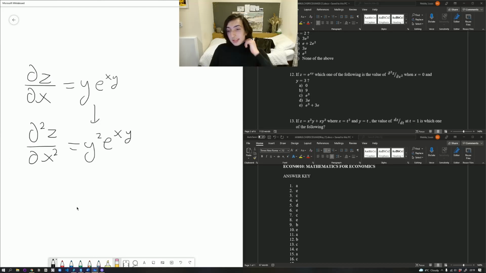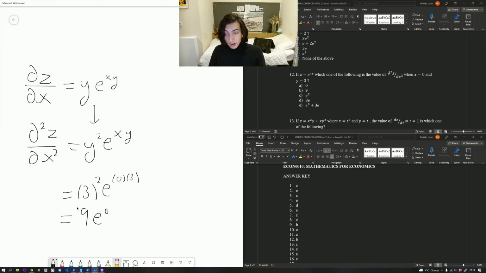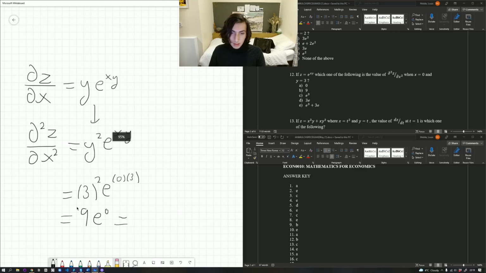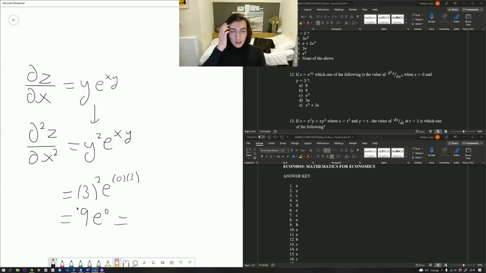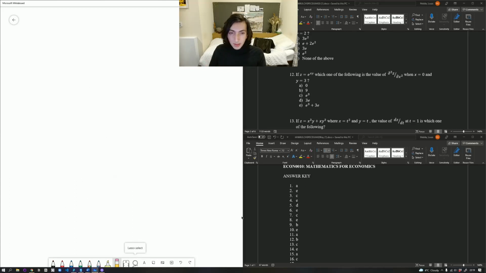Now, when x is equal to 0 and y is equal to 3, we sub that in. So we get 3 squared, e to the 0 times 3. Shockingly enough, this will give you 9 e to the power of 0. What is e to the power of 0? It's 1. So the final answer is going to be 9, which is here b, I believe. Let me just double check. Yep, all good. Okay, so it's b.